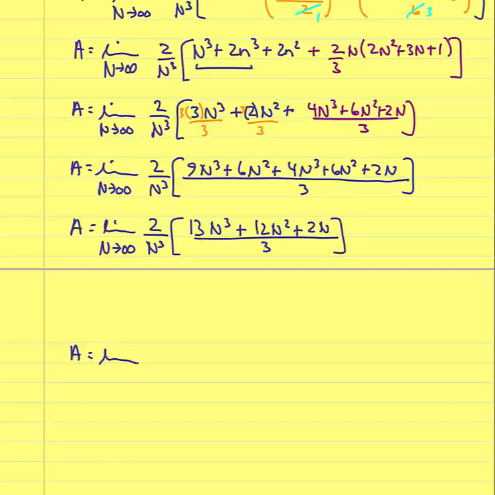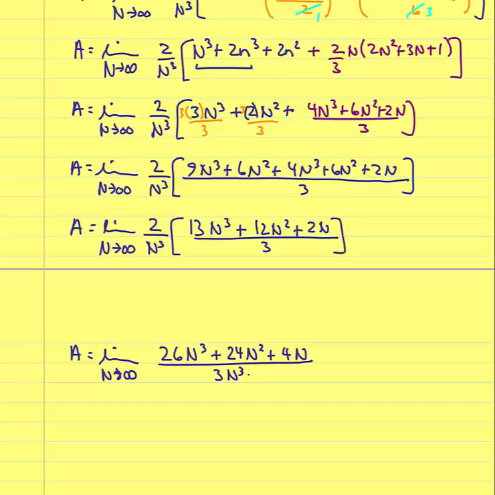So area equals limit as n approaches infinity. Okay, so let's go ahead and run this through. The 2 through would be 26n cubed plus 24n squared plus 4n all over 3n cubed. Now this is in a form that I can work with because I can take the limit of this.